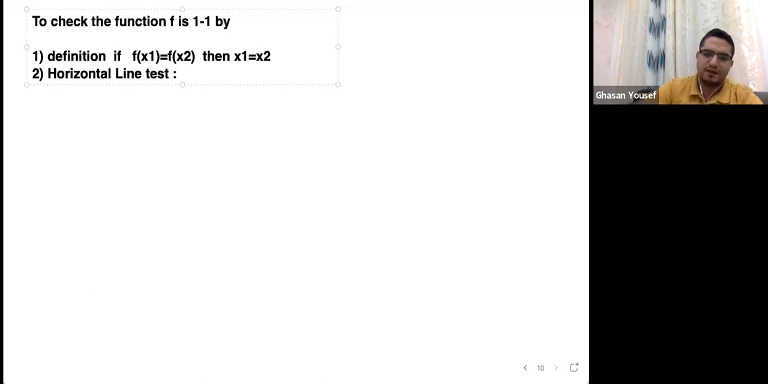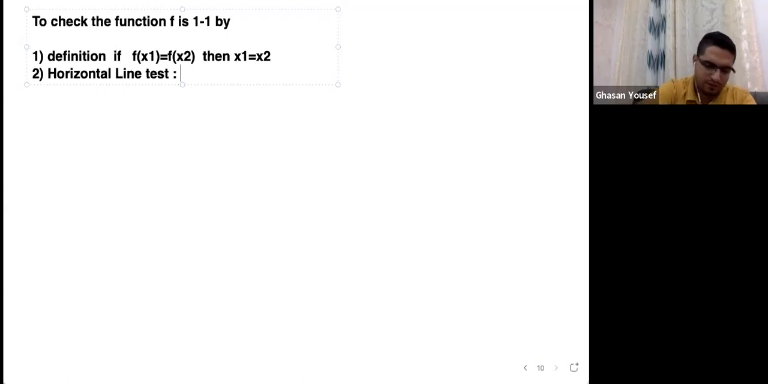This test says I'm going to graph a horizontal line on the curve. If this line intersects the curve at only one point, this means the function is one-to-one. But if the horizontal line intersects the curve at two or more points, this means the function is not one-to-one. So let me explain the definition of the horizontal line test, and also I'm going to explain this by the example.